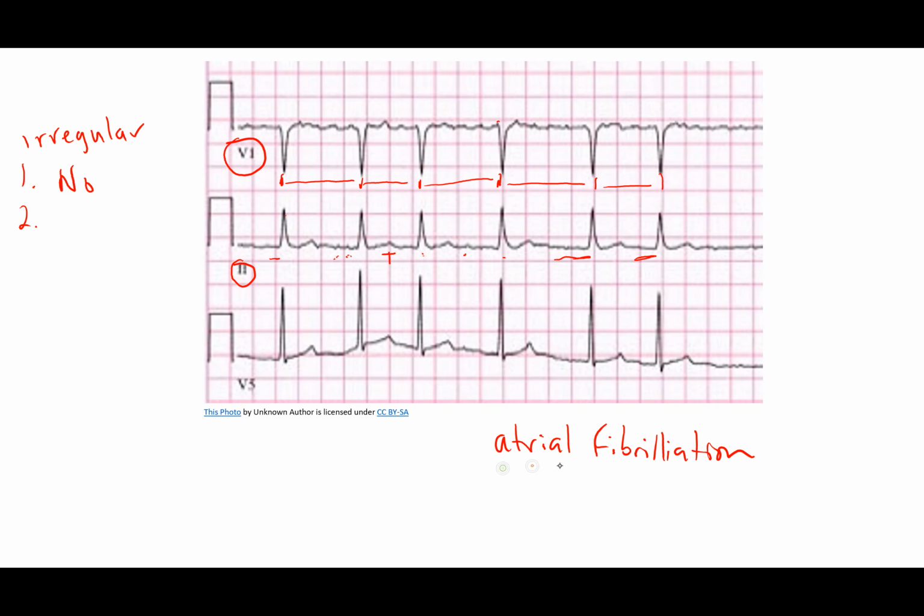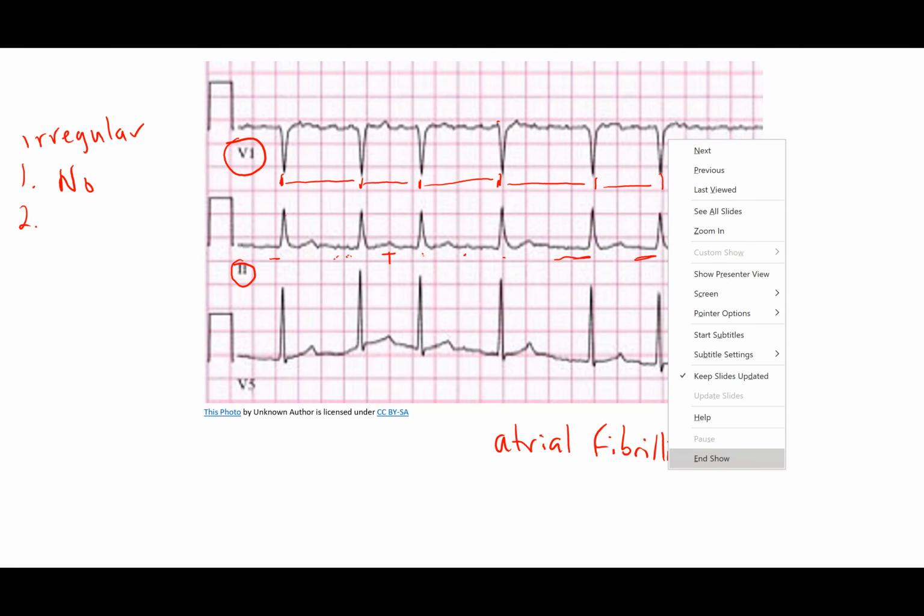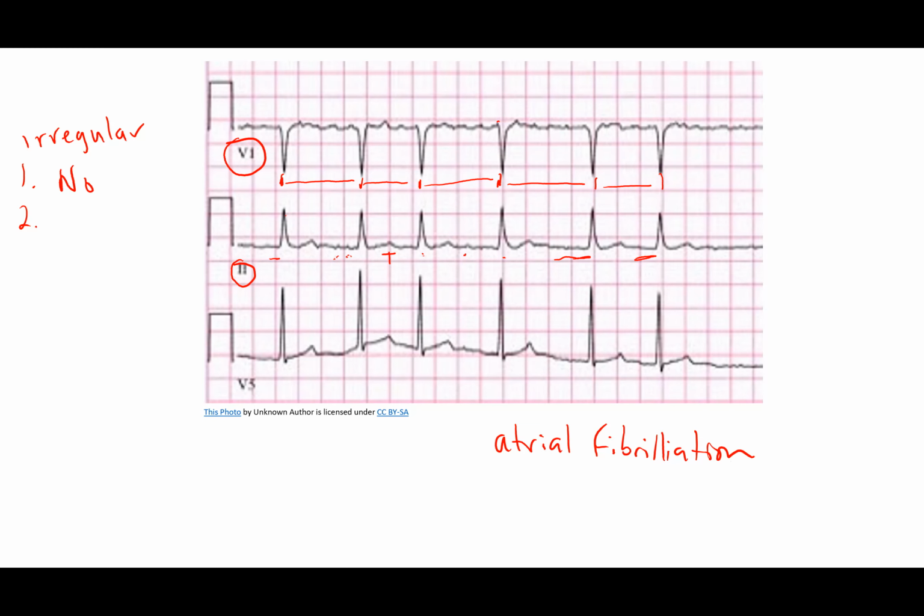And one of the reasons that you stop here is because you can't do some of the other questions. Is there a P before every QRS? Is there a QRS after every P? Well, there are no P waves. Is the PR interval consistent? Well, there are no P waves. So if there are no P waves, you really can't continue your 5 questions.